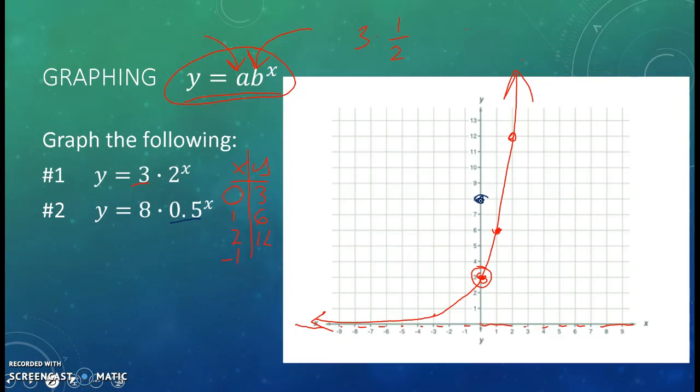But as we go over to the right, and as we plug in like a 1 and a 2 and a 3, it's just like I'm multiplying it by 0.5. I'm cutting it in half every time. So the 8 is going to become a 4. 4 is going to become a 2. 2 is going to become a 1.